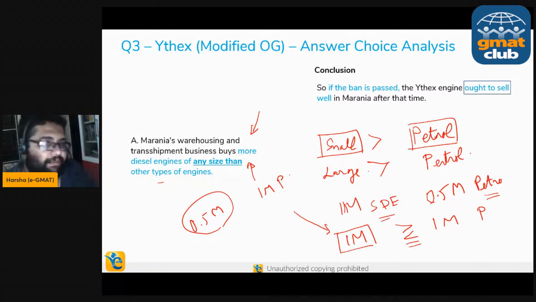So how can option A be a valid assumption? It does not satisfy, must be true. Now this is a complex answer choice.